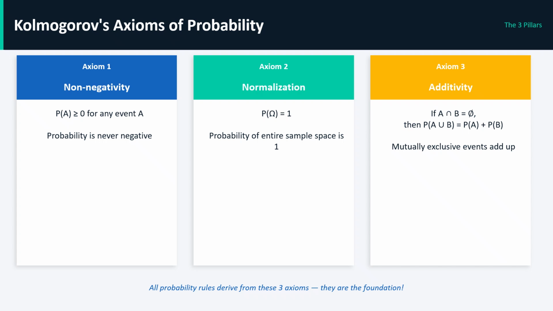The probability of the entire sample space, that is, probability of all the possible events in the random experiment, will be equal to 1. Additivity. If two events are mutually exclusive, that is, their intersection probability is 0, in that case, probability of A union B is equal to probability of A plus probability of B. In words, we can say that mutually exclusive events add up.